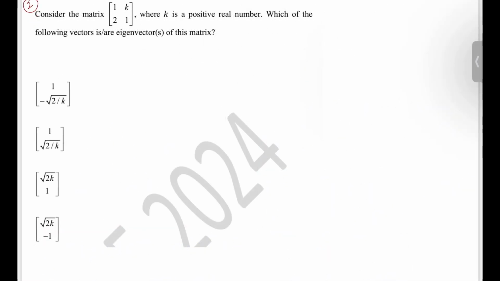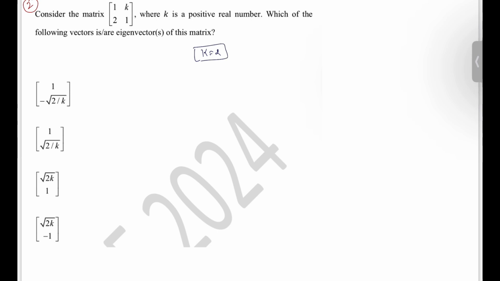Okay, now let's look at question number 2. Consider this matrix where k is a positive real number. Which of the following is an eigenvector of this matrix? So by looking at this matrix, the first point I would like to check is what if this matrix is a symmetric matrix. In this case, the value of k would be 2. And why am I checking for this symmetric matrix?